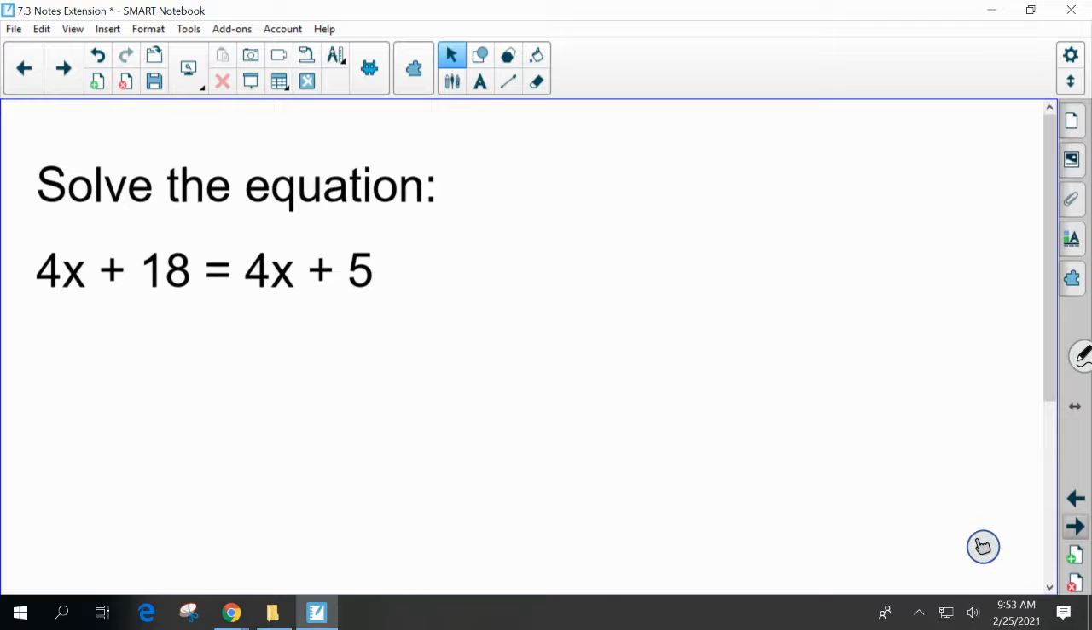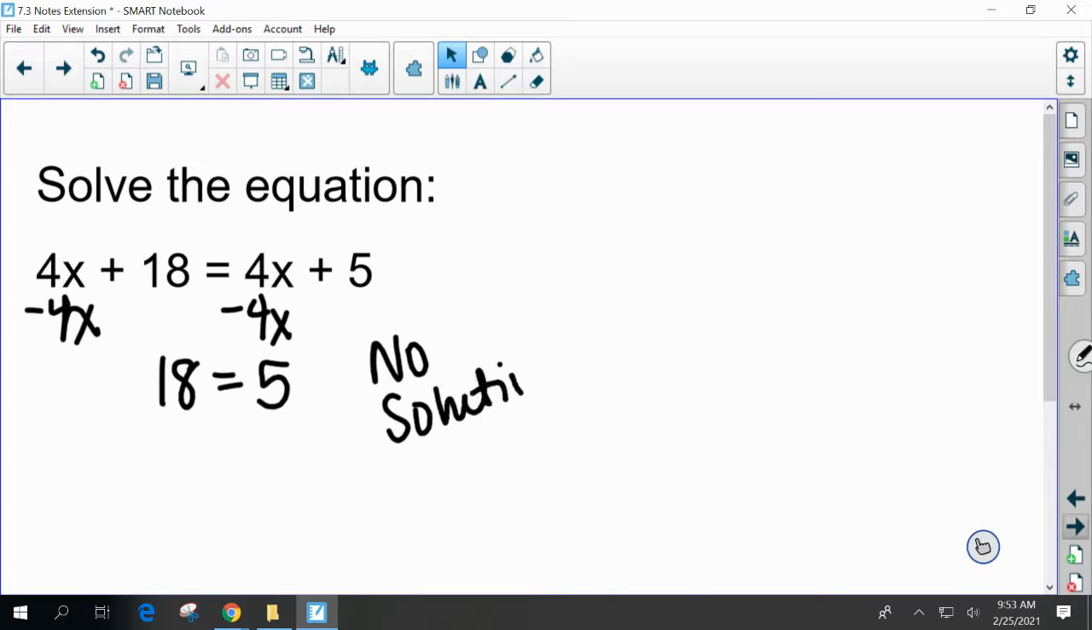Next one. So look and see, you don't have any parentheses. So you need to check, do you have any like terms on the same side? We don't have any like terms. So then we're going to move our x's. So we're going to subtract 4x. So then we would have left 18 equals 5. Which is no solution, because 18 doesn't equal 5.